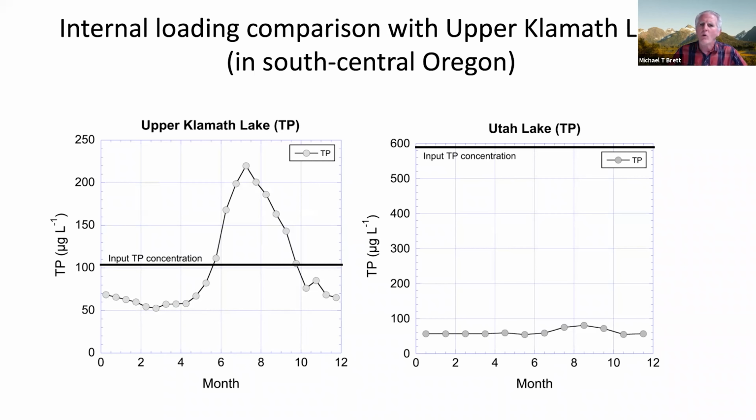And we don't know the reason why it's so much smaller in Utah Lake, but it could be because the phosphorus that's bound to calcium in the sediments of Utah Lake is more difficult to re-release back into the water.